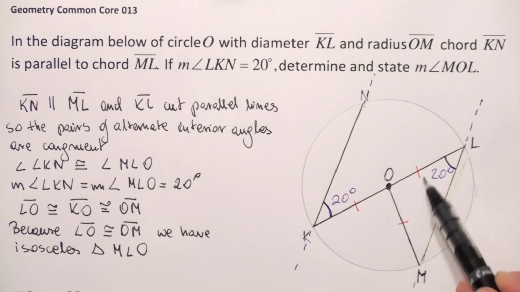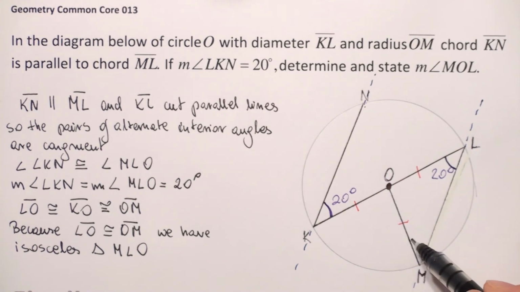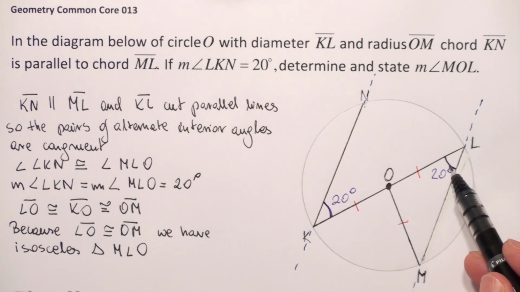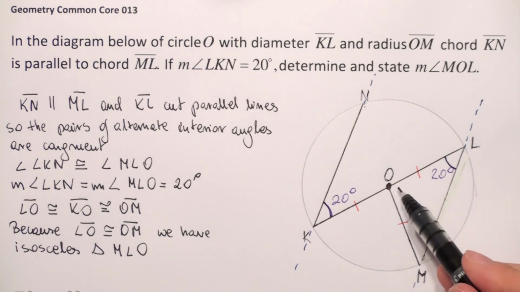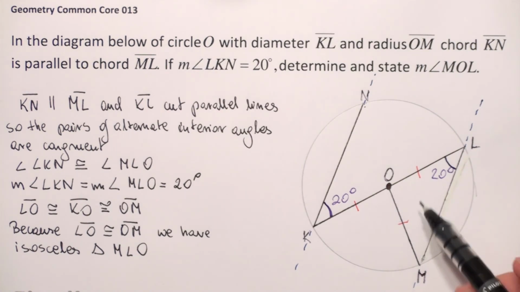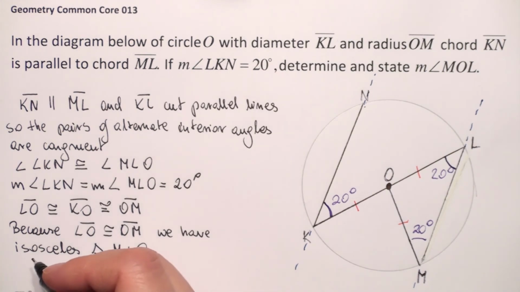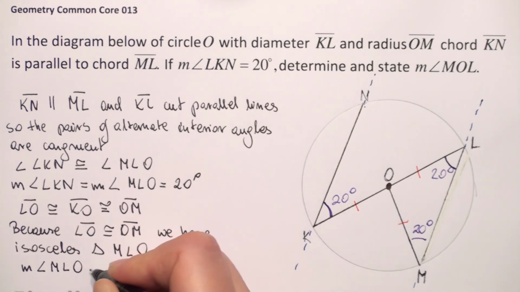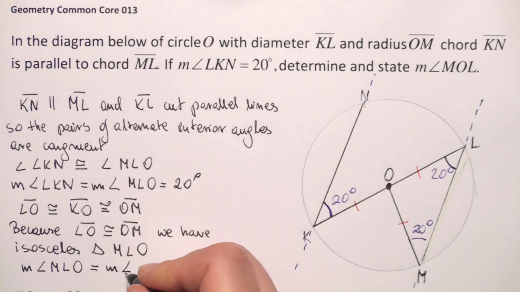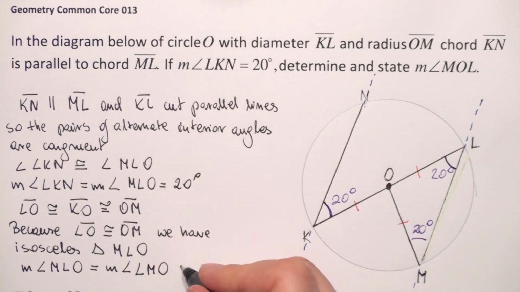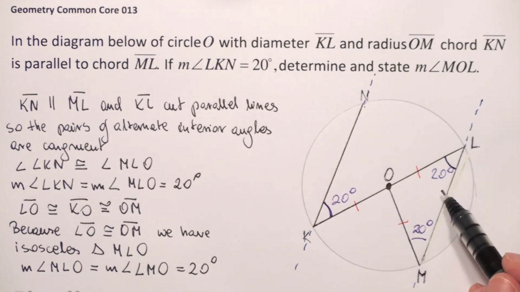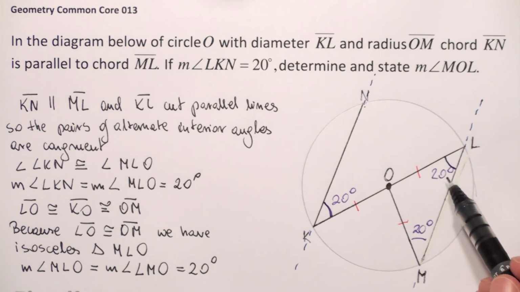Because these two segments are congruent, we have an isosceles triangle, so this angle is congruent to that angle. So measure of angle MLO is the same, because this is an isosceles triangle, as measure of angle OML. So here we have also 20 degrees. So we can write, because this is an isosceles triangle, measure of angle MLO is equal to measure of angle LMO, 20 degrees.